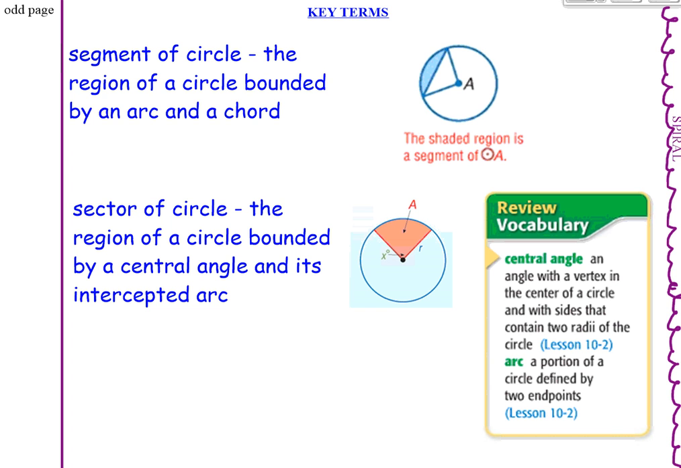A central angle is an angle with a vertex in the center of a circle and with sides that contain 2 radii of the circle. An arc is a portion of the circle defined by 2 endpoints. So I'll let you write those review key terms if you would like to have those definitions. Otherwise, just write the segment of a circle and the sector of a circle.